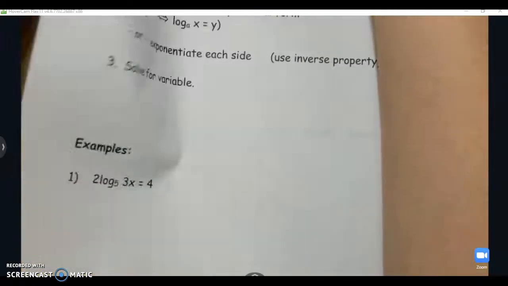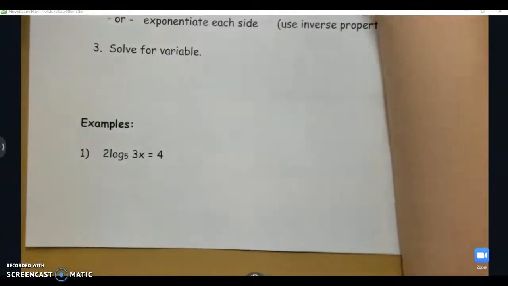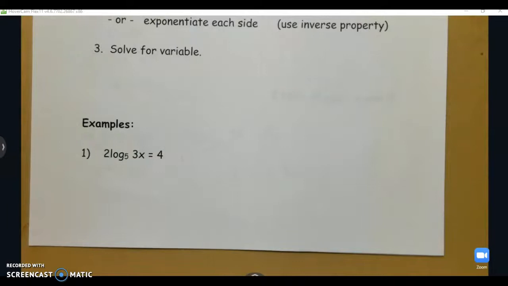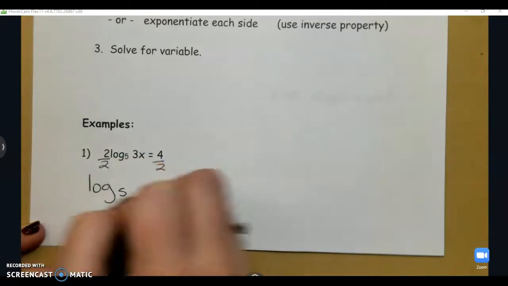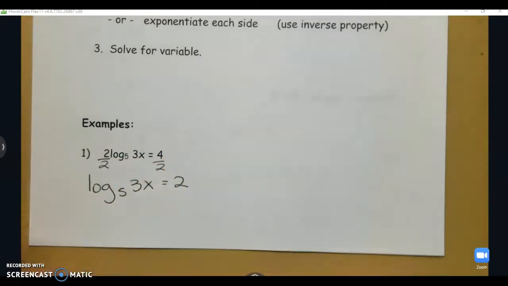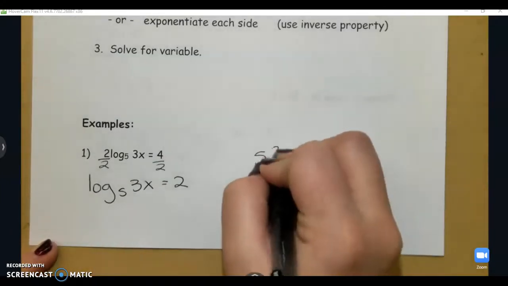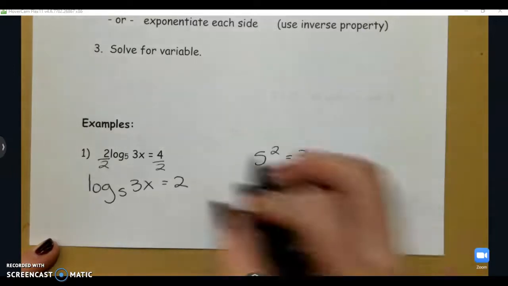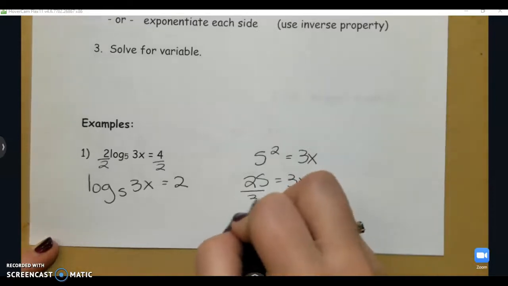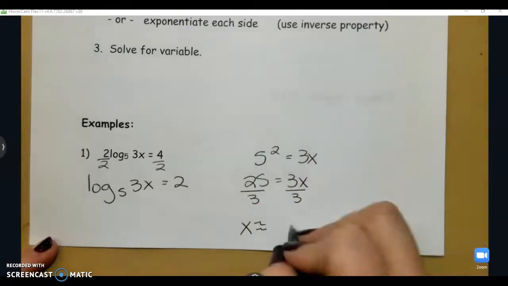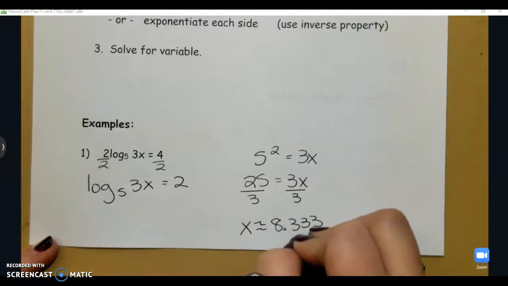Starting here with number 1, I have 2 times log base 5 of 3x equals 4. What I want to do first is isolate my log, so I'm going to divide by 2. Now I have log base 5 of 3x is equal to 2. I can now write this in exponential form. Remember, my base is 5, so that means 5 squared is equal to 3x. 5 squared is 25, and if that's equal to 3x, we're just going to divide on both sides. And so x is approximately 8.333, repeating, 25 over 3. Okay. Not too bad. Moving on to another example.